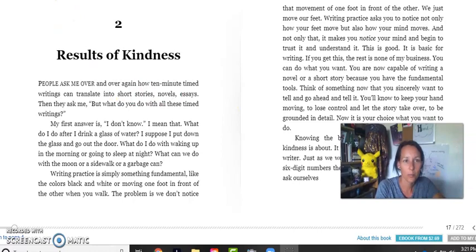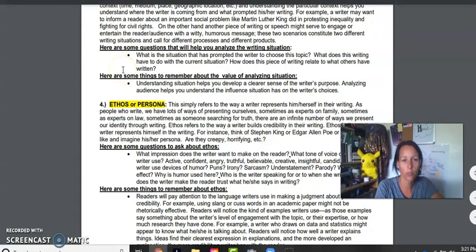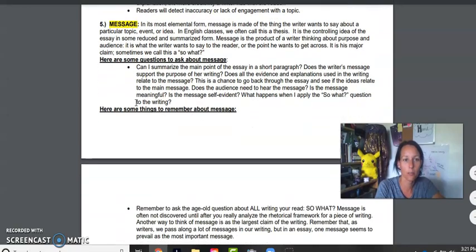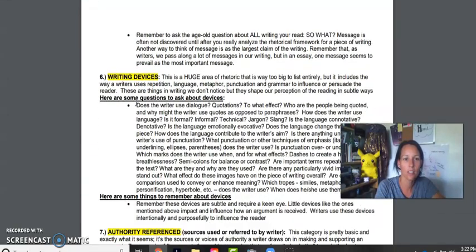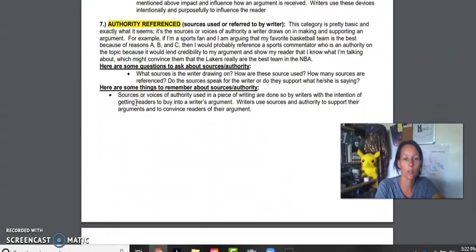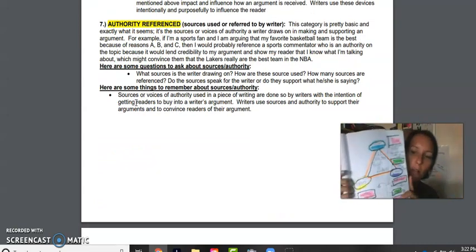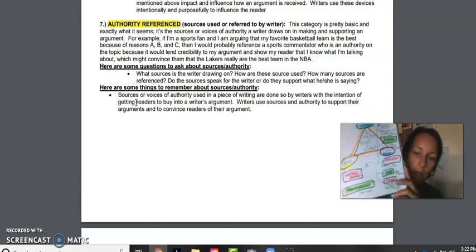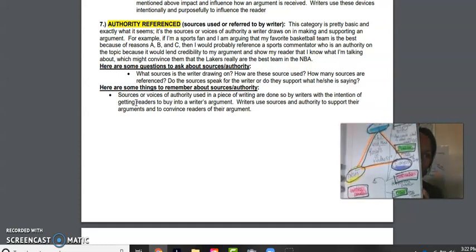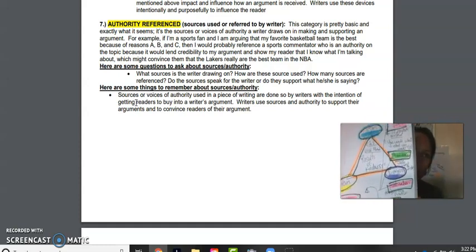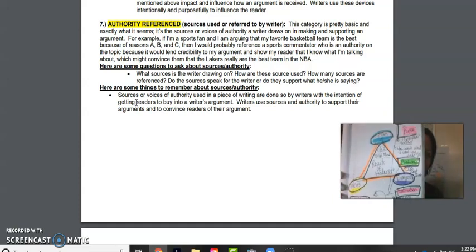So I only got through part of the rhetorical framework here. We still have ethos or persona, message, writing devices, and authority referenced. When I paused my video and I finished out my cluster, this is what it looks like. I'm going to end the video by just showing you this. This is all the brainstorming I came up with in about 3 minutes.